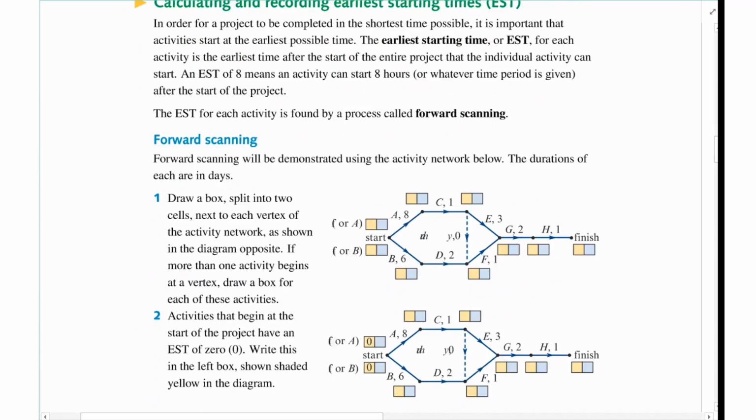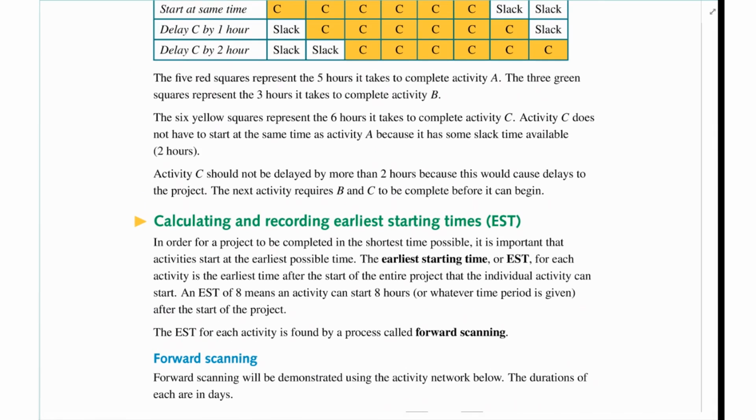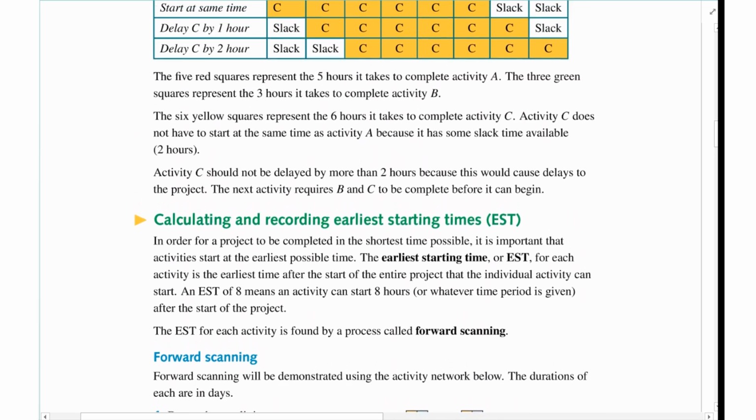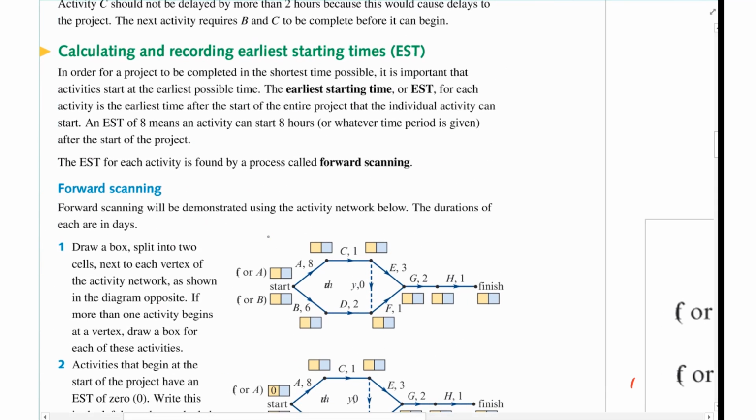I'm going to skip past that. I'm going to do what we call the forward scan and the backward scan together, but I want to show you some of that little bit of theory here first as to what it is, and then I'm going to show you how we can do it. Okay, so what we're doing is what we call a forward scan. So we're basically going across the activity network in that direction.